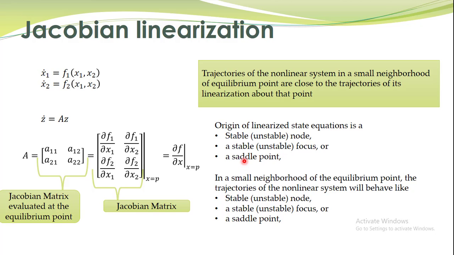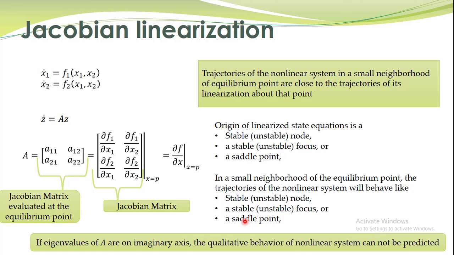If a linearized system behaves like a saddle near the equilibrium point, this nonlinear system will also behave like a saddle near the equilibrium point. There is one exception. The exception is over here. If the eigenvalues of this matrix are purely imaginary, what will be the behavior of this linear system?